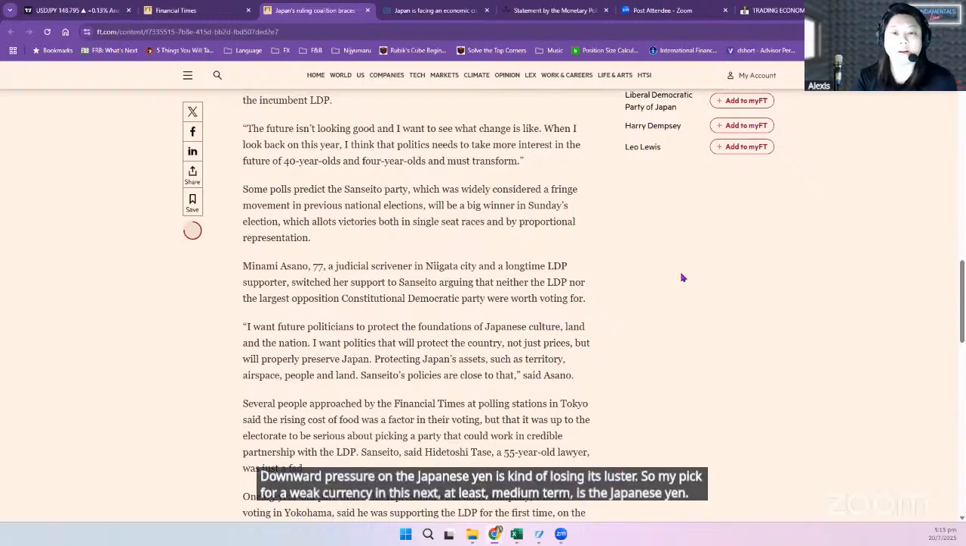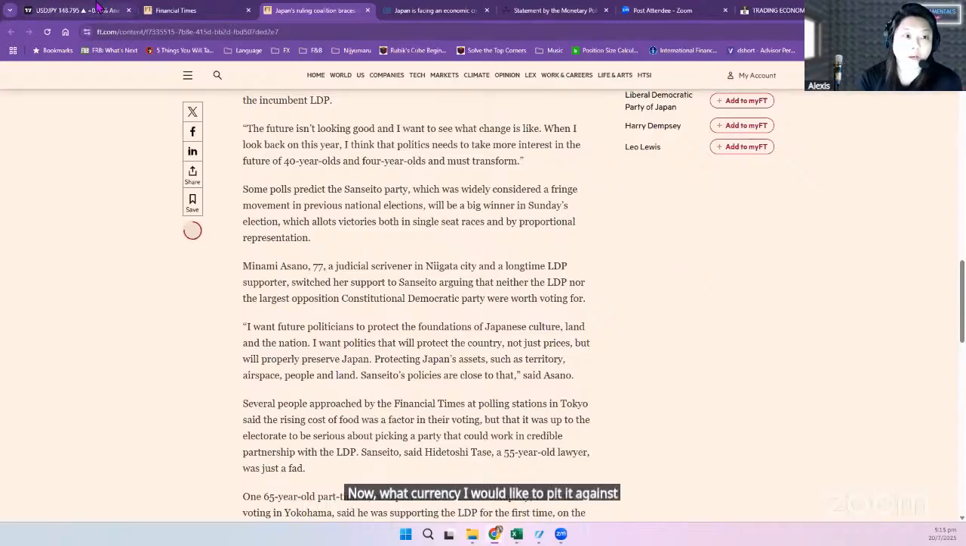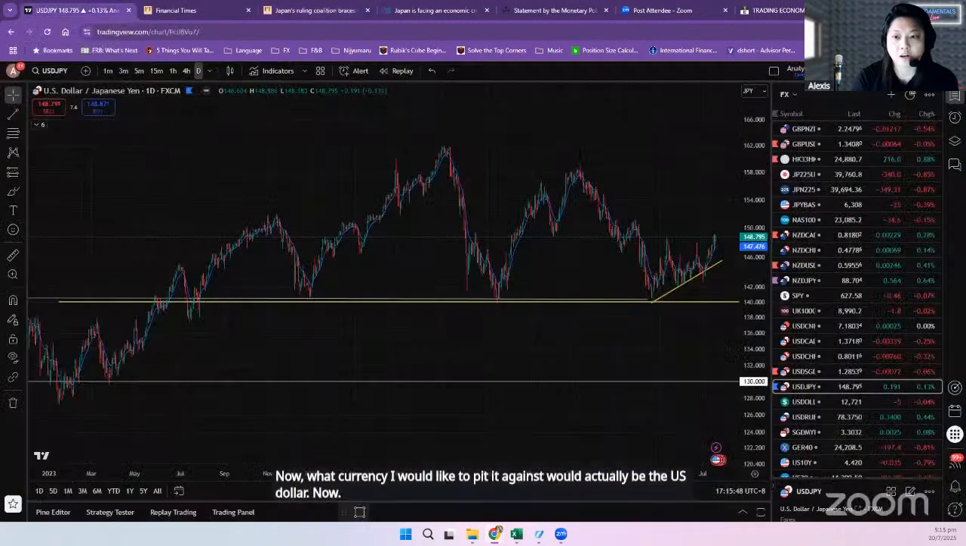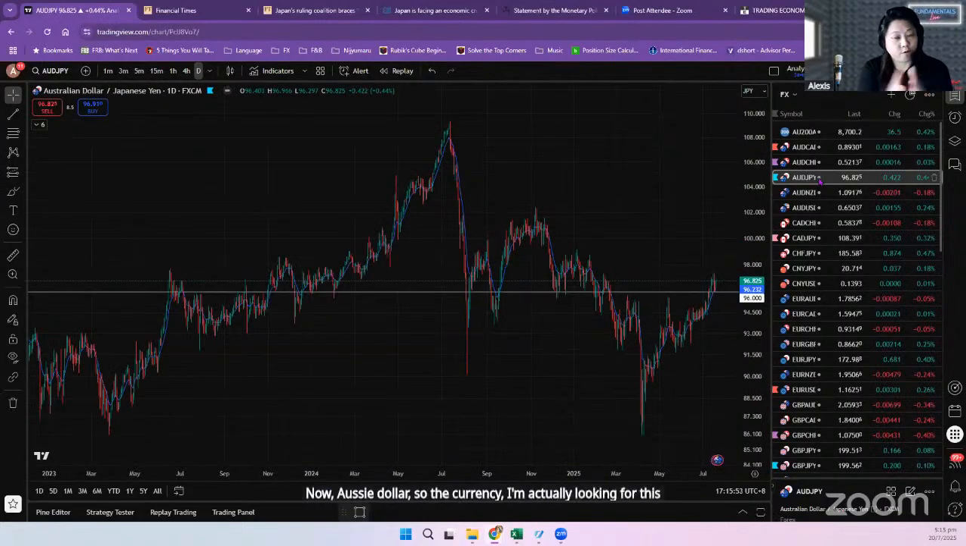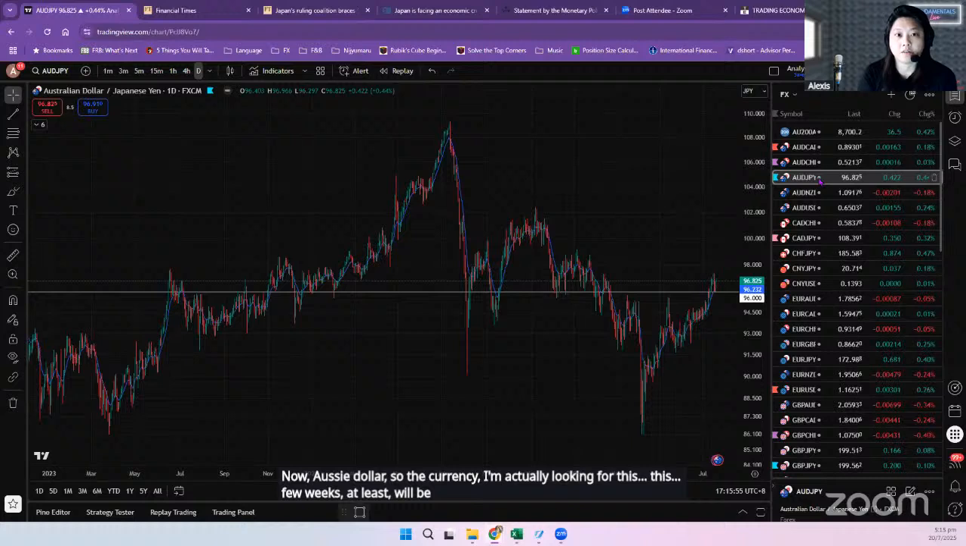Now, what currency I would like to pit it against would actually be the US dollar. Now, sorry, not US dollar, Aussie dollar. So the currency pair I'm actually looking at for these few weeks at least will be the Aussie yen. Now, the Aussie yen, Aussie's interest rate currently is 3.85.